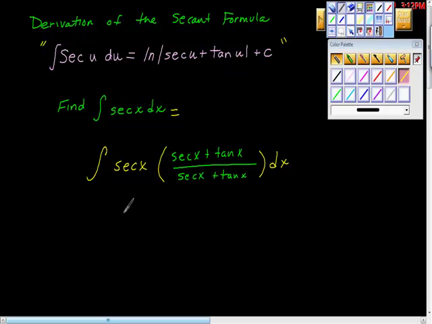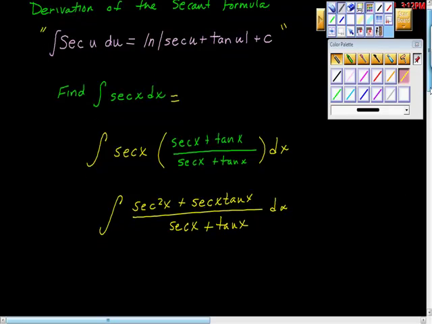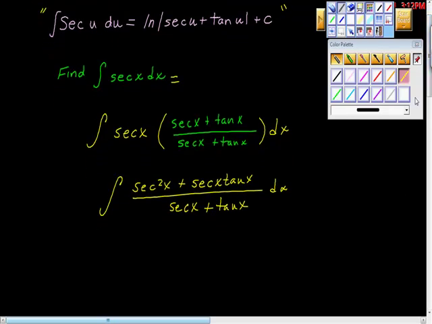We get secant times secant, which is secant squared. So that gives us secant squared x plus secant x tan x, all over secant x plus tan x dx. You may not be impressed right now, but if you think about this carefully and look at your rules of integration, you would find out really quickly that something good is happening here.